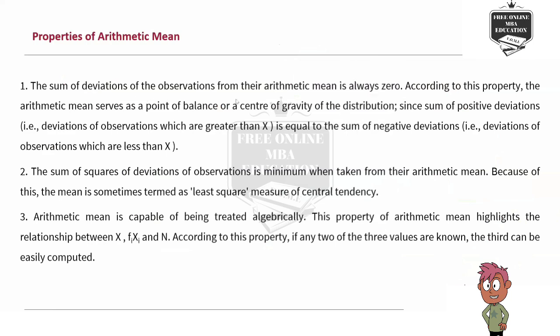The sum of the deviations of the observations from the arithmetic mean is always 0. According to this property, the arithmetic mean serves as a point of balance or the center of gravity of the distribution, since the sum of the positive deviations is equal to the sum of the negative deviations. Now, what does this mean?